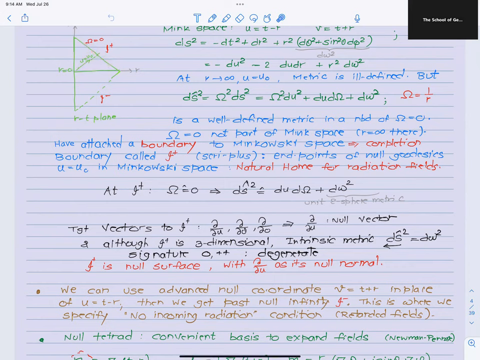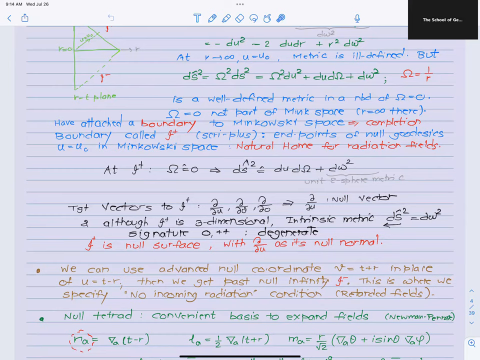At scri itself, omega is equal to zero. Therefore, the metric is just left with this part up here. And therefore, the tangent vectors to scri itself, to the three-manifold, are just given by d by du, d by d theta, d by d phi. d by du points in this direction, up here. And then you've got d by d theta and d by d phi, which are angular coordinates. Each point up here is a two-sphere, and d by d theta, d by d phi are tangential to that two-sphere.